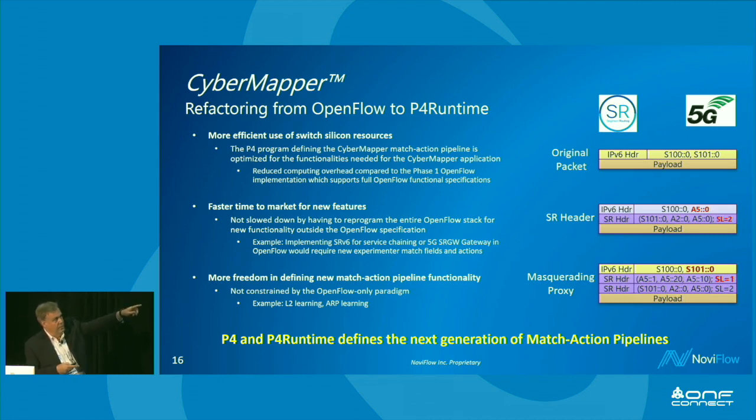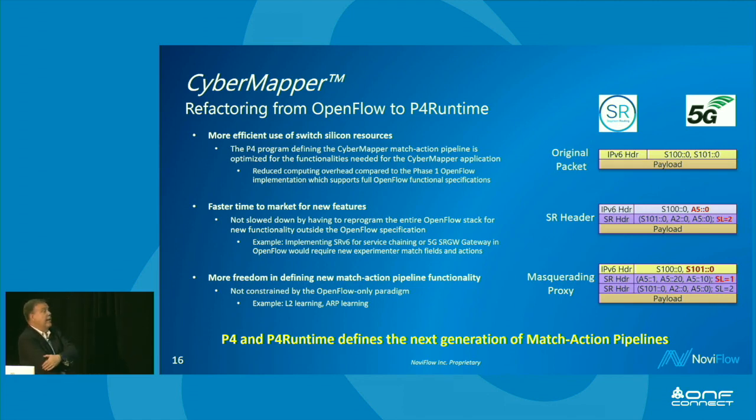Imagine you have to do segment routing. You have to add an SR header, and if you're doing a masquerading proxy, you have to add another one. And you can't do that in OpenFlow, unless you add those facilities through the experimenter.